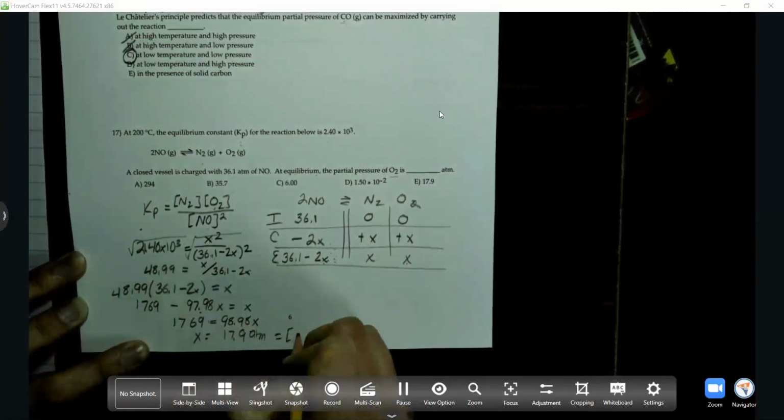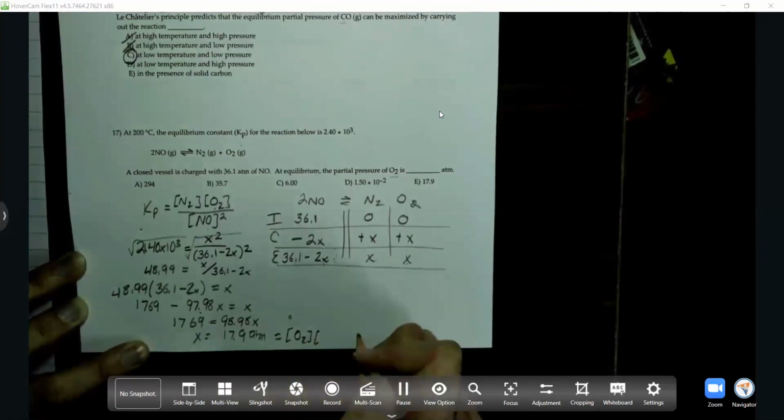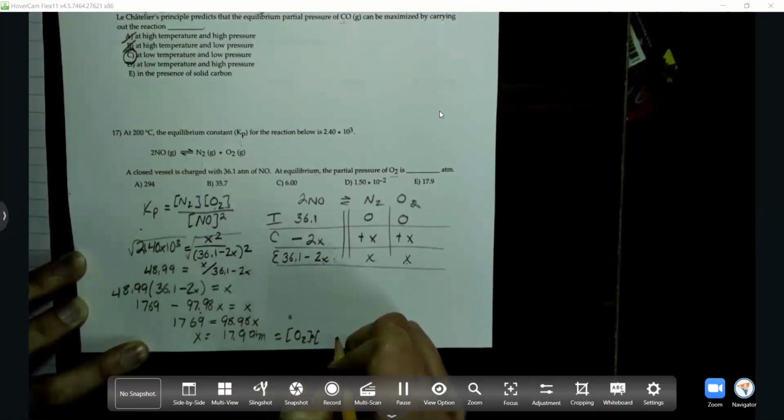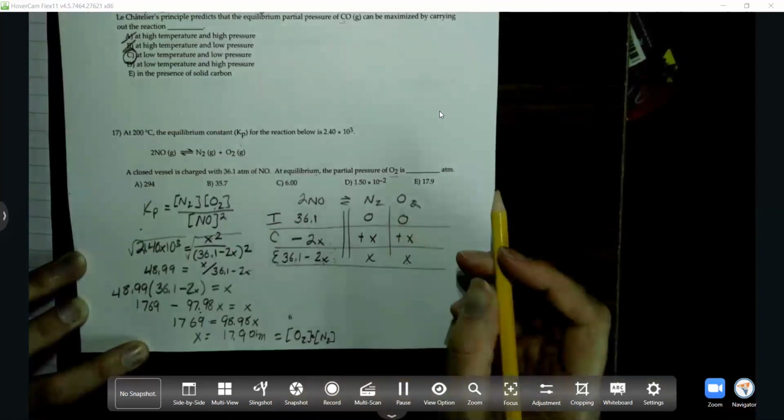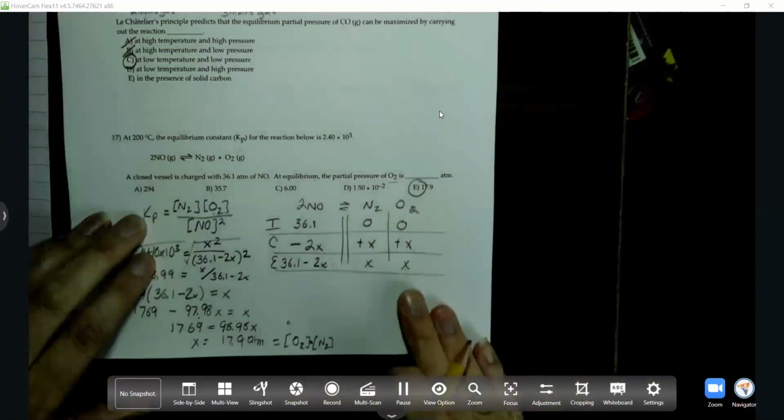That is equal to our concentration of O2, also equal to our concentration of N2. So let's find that answer. There it is. Letter E.